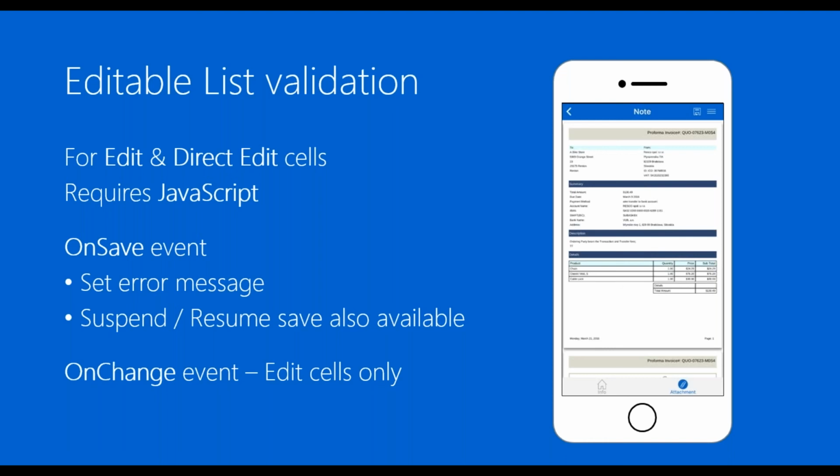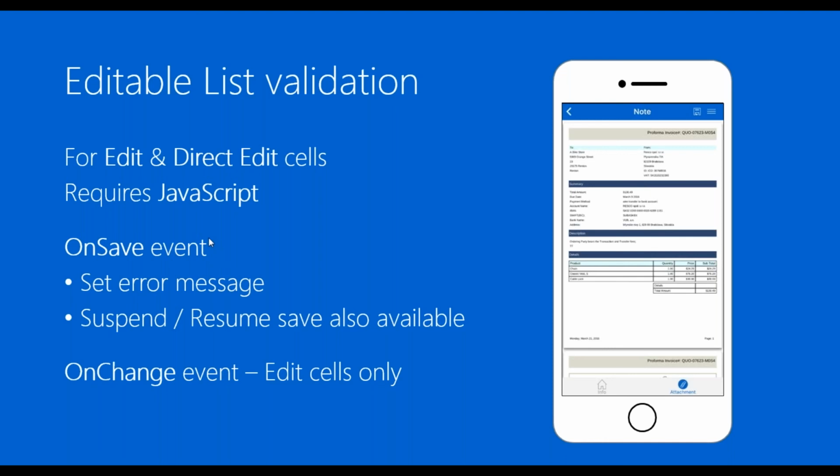This is great, but it has one limitation. There was no validation. So if you would like to have some email there, you couldn't validate if it contains the @ sign, the dot, and so on. If you require the date within a certain range, you couldn't validate for that. And we understood that this was a big limitation, so we now come with a way to validate the editable list input. It's for edit cells and direct edit cells, and for this very moment, it requires JavaScript because it's much more complex and much more capable.